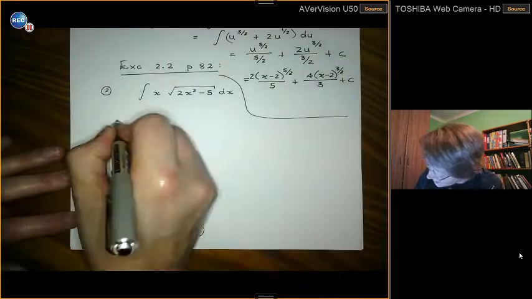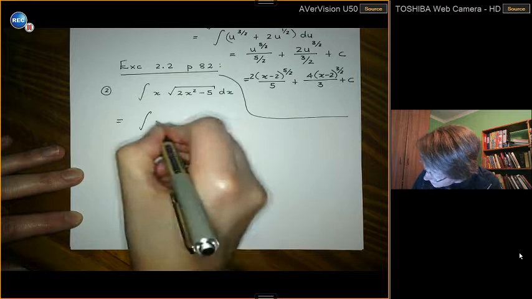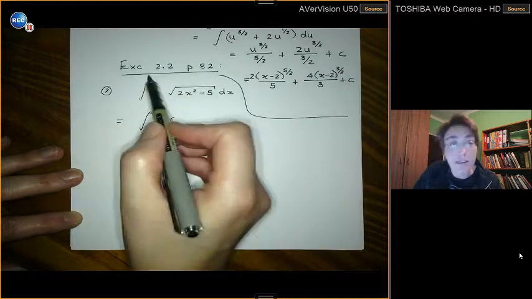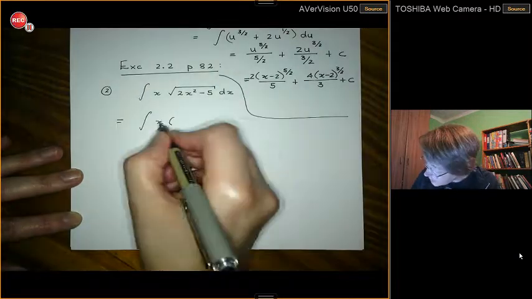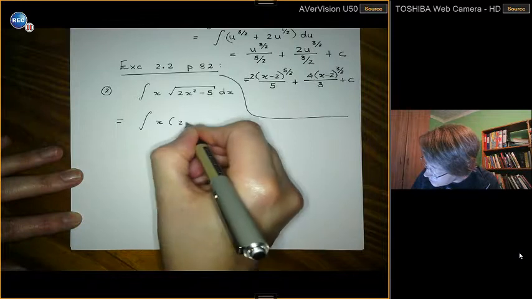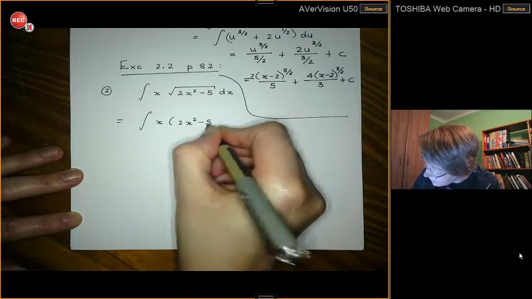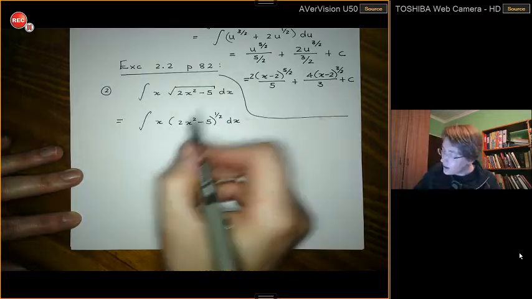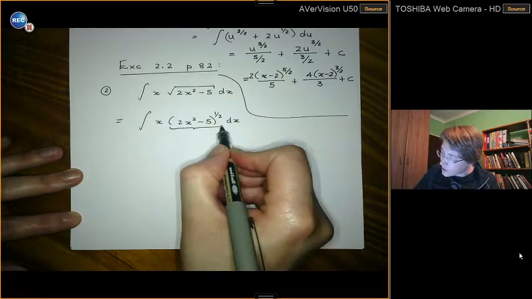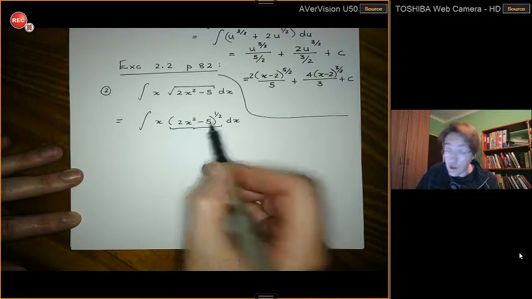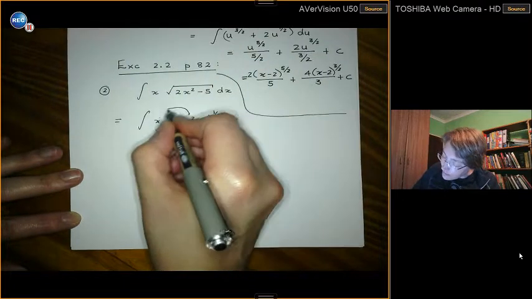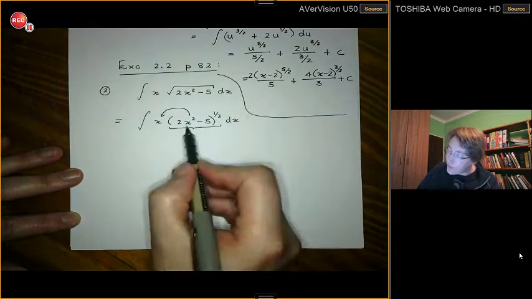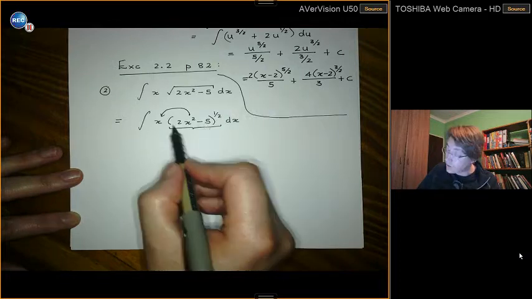Okay. Right, so let's get back to reverse chain rule, because that's actually what I want you guys to practice. Okay, so with this particular one, and this is from exercise 2.2 on page 82. So we have x times 2x squared minus 5 to the power of a half dx. And again, we have that whole thing. This is my compound function, and we have the inside function. So if I find the derivative of that inside function, I end up with 4x minus 0, so just 4x.